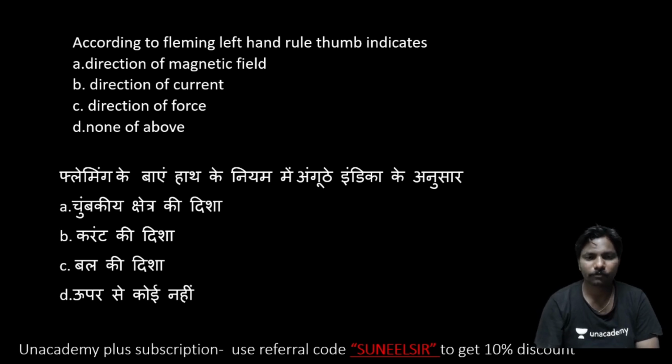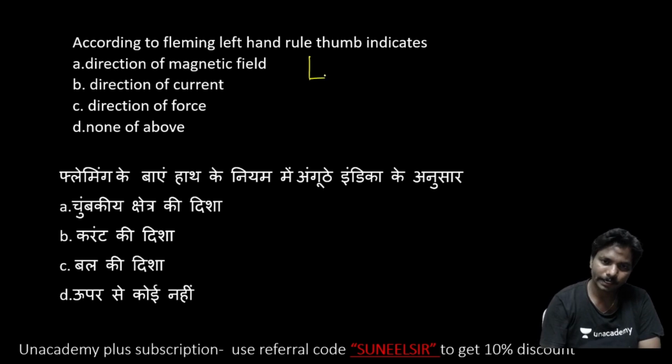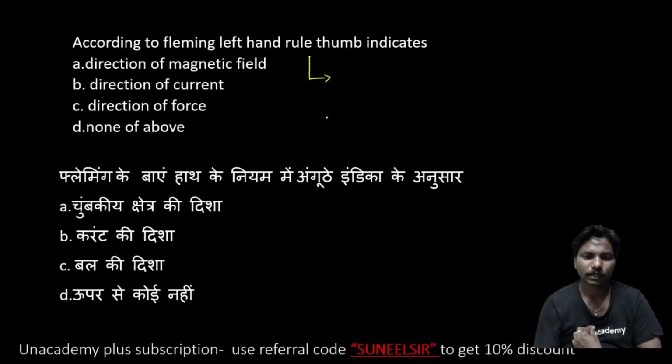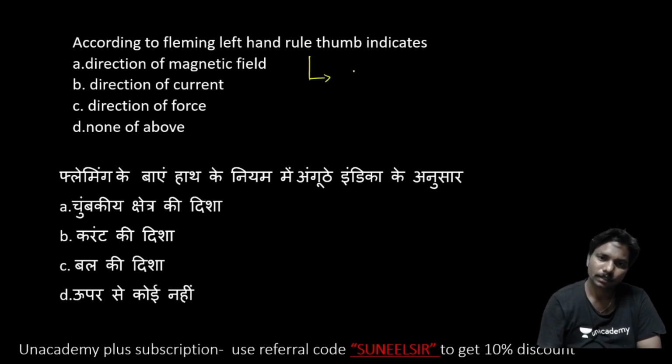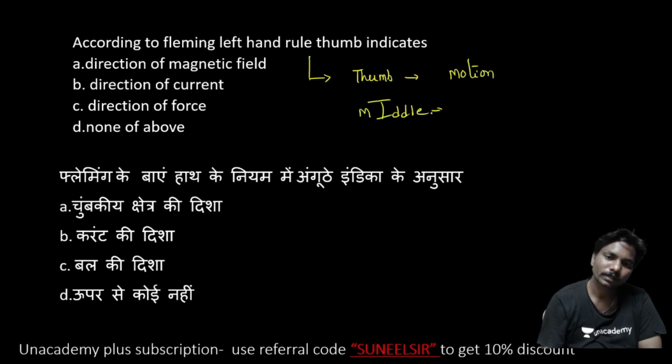Coming to the next one. According to Fleming's left hand rule, thumb indicates dash. Here, the left hand rule and right hand rule indications are the same. Thumb gives the direction of motion, that is movement. Middle finger, I for current. Forefinger, F for field, magnetic field.